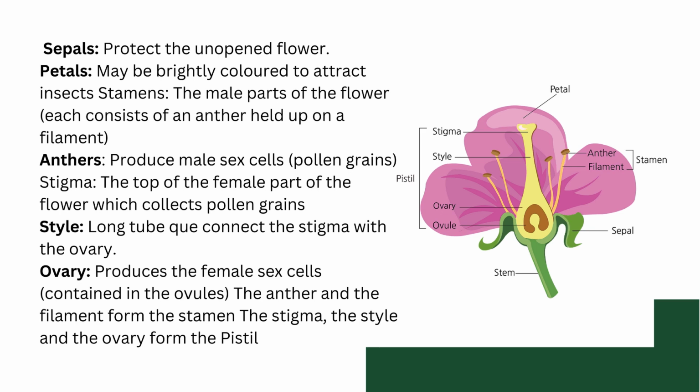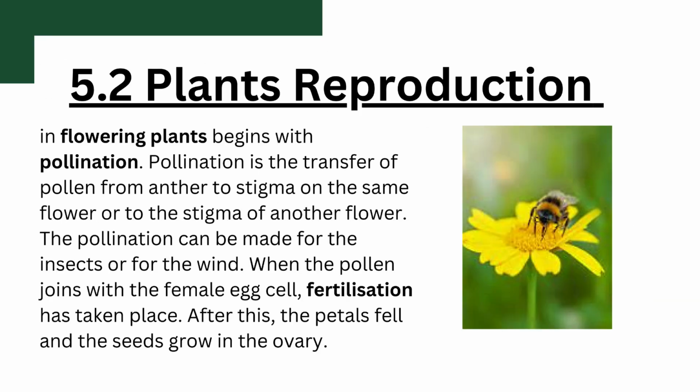The anther and the filament form the stamen. The stigma, the style, and the ovary form the pistil. Plants reproduction. Reproduction in flowering plants begins with pollination. Pollination is the transfer of pollen from anther to stigma on the same flower or to the stigma of another flower. The pollination can be made by the insects or by the wind. When the pollen joins with a female egg cell, fertilization has taken place. After this, the petals fall and the seeds grow in the ovary.